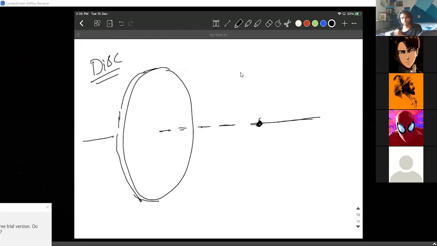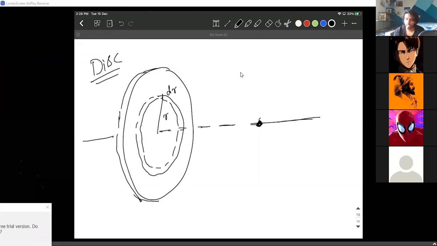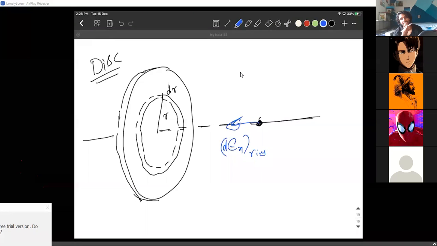So we do it like the ring, but we'll have to consider theta, sir. Like we'll have to take the ring one, then consider theta and integrate it. All you need to do is take a ring of radius r and thickness dr, write the field because of the ring, Ex. Let's call it dEx. And then you integrate from 0 to capital R. You write the whole field.